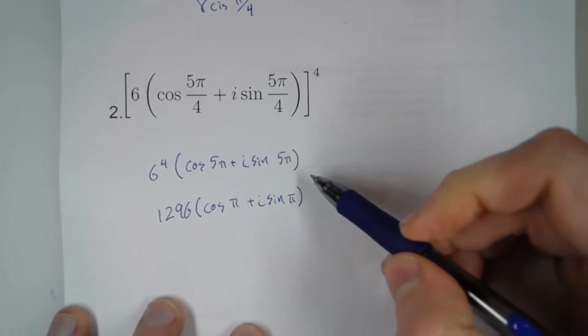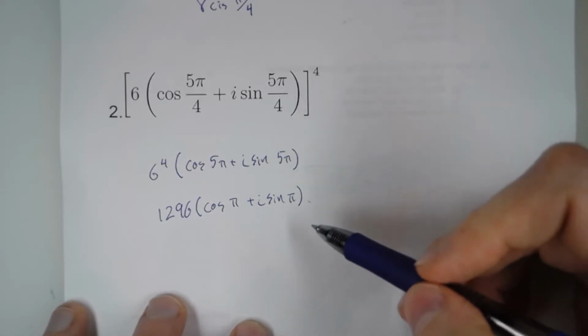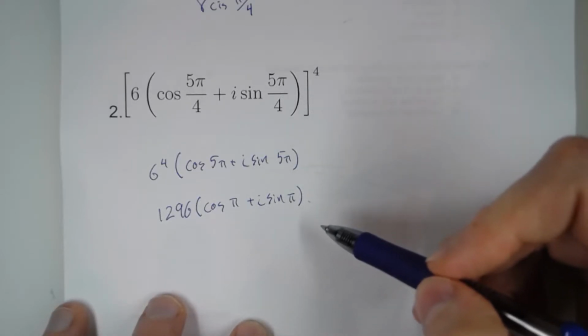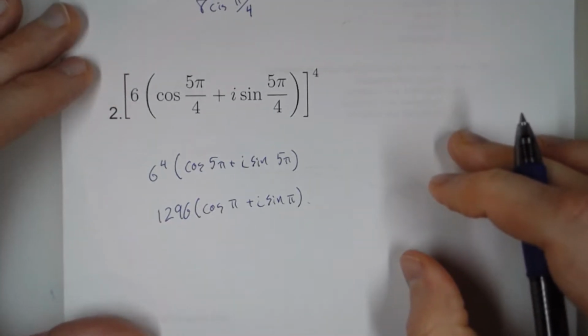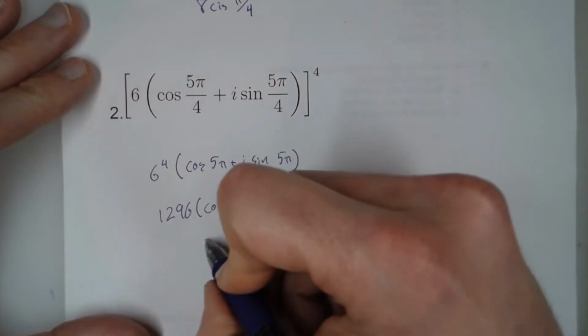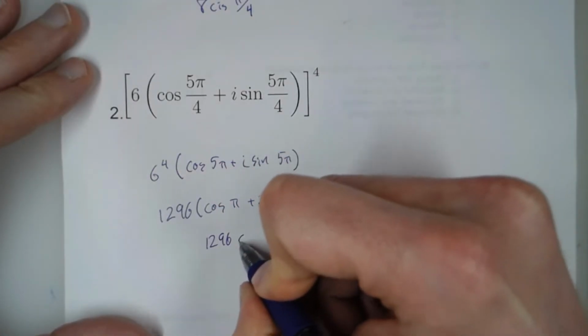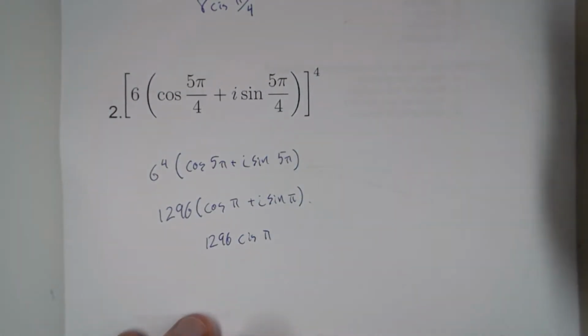And so every time you do that, you have to add or subtract 2 pi and then ask, is my angle between 0 and 2 pi? And if it is, great, stop. But if it's not, then you have to repeat the process until you get something that is between 0 and 2 pi. And again, if you want to write it in shorthand, 1296 CIS pi.